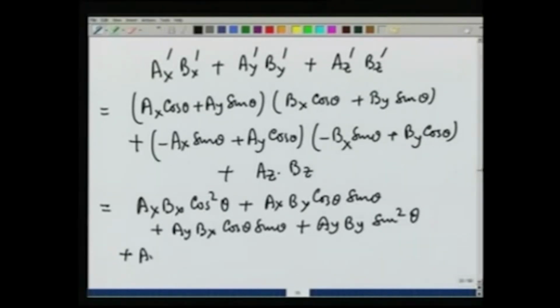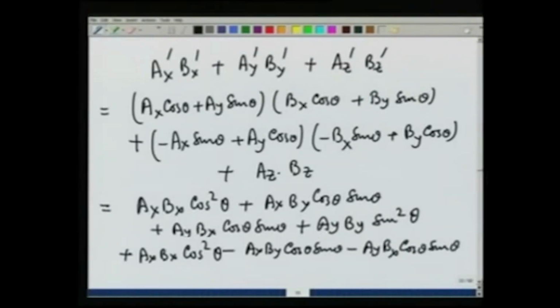plus ax bx cosine square theta minus ax by cosine theta sin theta minus ay bx cosine theta sin theta plus ay by cosine square theta plus az bz.